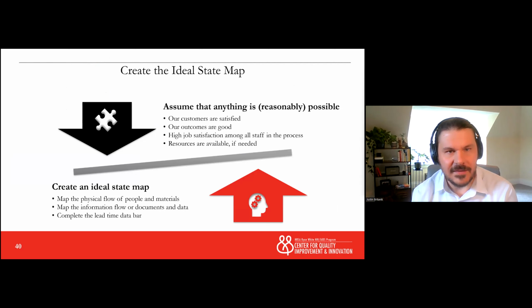So when we create the ideal state map, again, assume everything is reasonably possible, and we're going to map out the physical flow of people and materials, ideally, so that nothing other than our constraint is a bottleneck. Everyone else has a little bit of extra downtime.